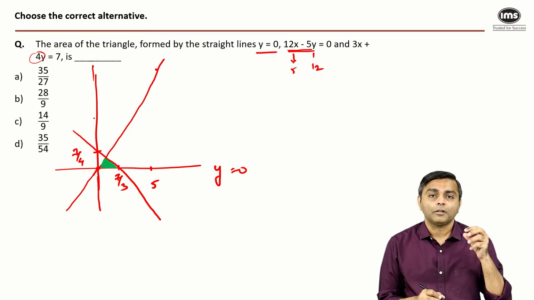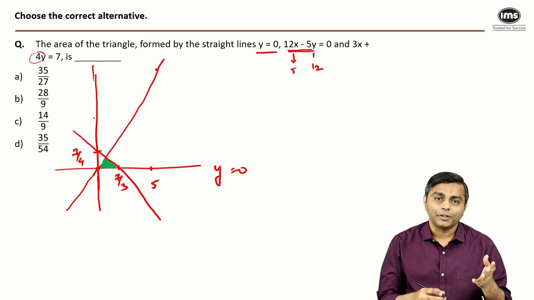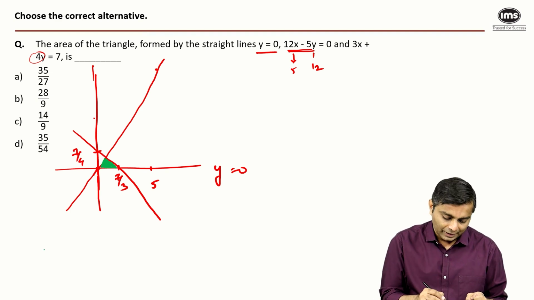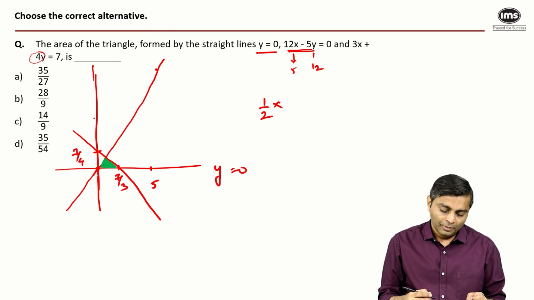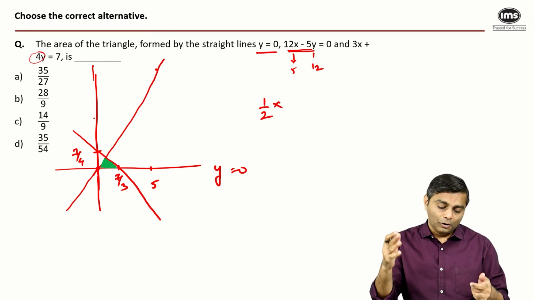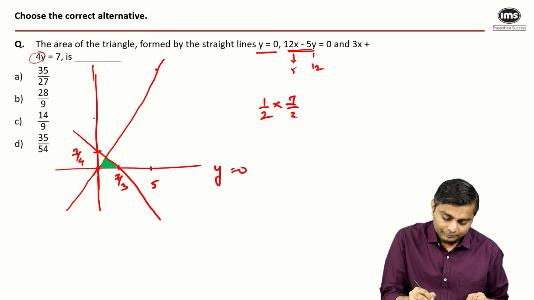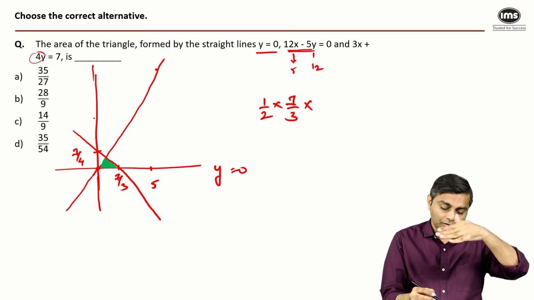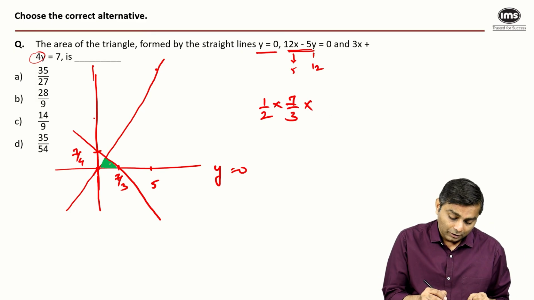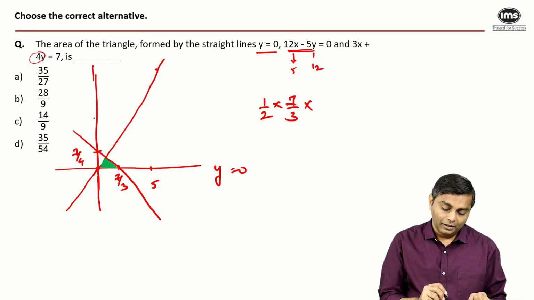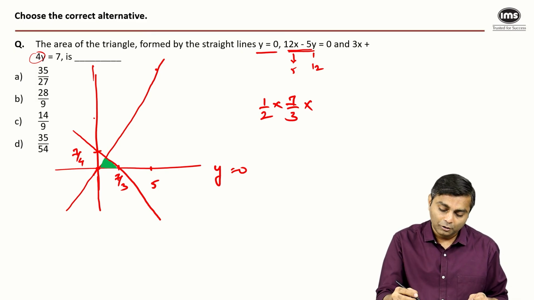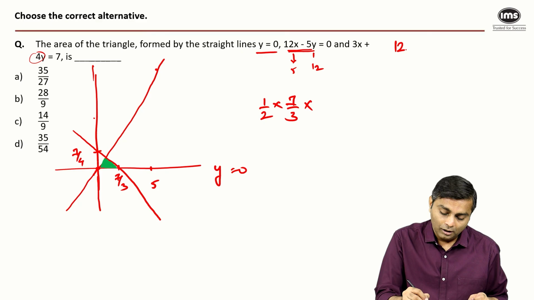Luckily, one vertex of the triangle is on the origin and the base is coinciding with the x-axis. So, that makes our life slightly simpler. I am just going to use the simple half base height formula. What is the base? The base is the x coordinate, so this is 7 by 3. And what is the height? Height is the y coordinate. Okay, sorry, in fact, we'll have to find the y coordinate. I can't use 7 by 4. So, yes, we'll have to solve the two lines simultaneously before we do that.